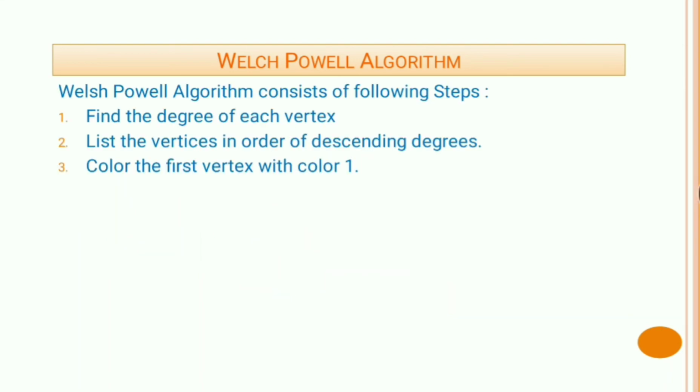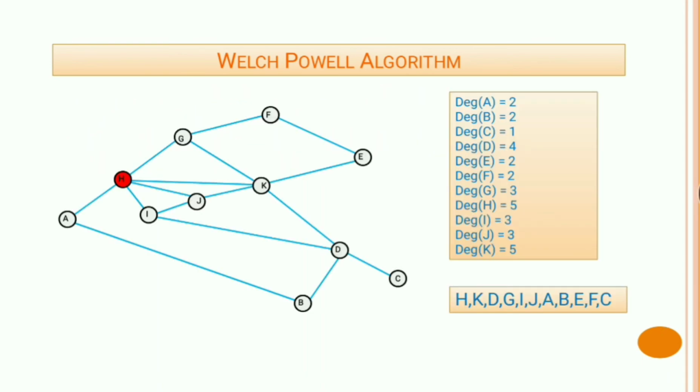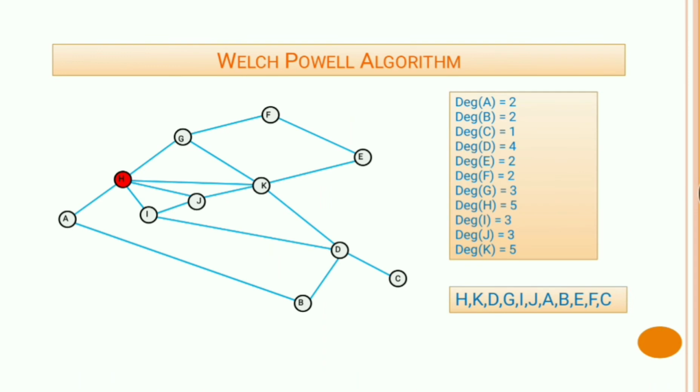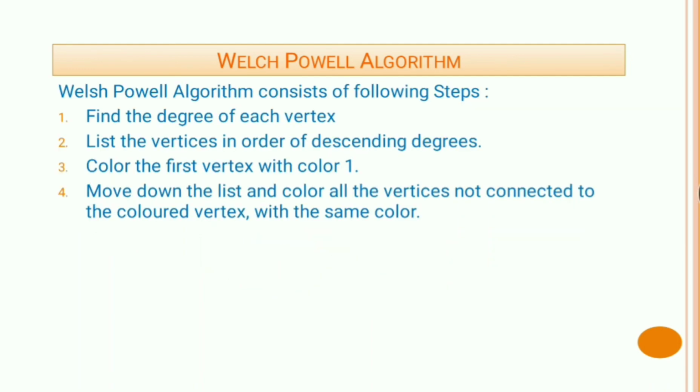Step 3, color the first vertex with color 1. So in this sequence we'll color the first vertex with one color. The first vertex is H. So we'll give the red color to this vertex H. Next step, move down the list and color all the vertices not connected to the colored vertex with the same color.